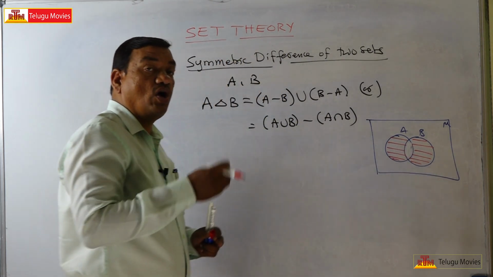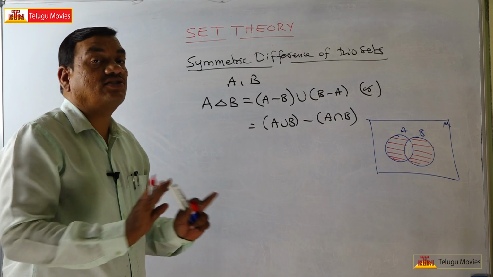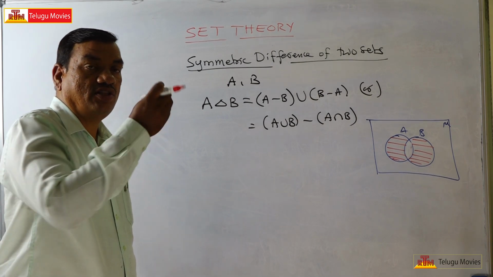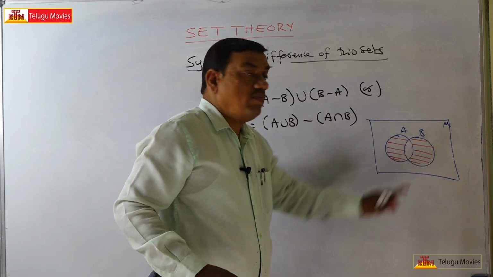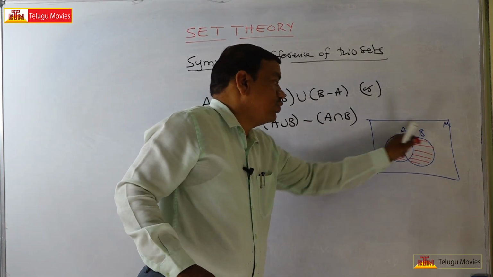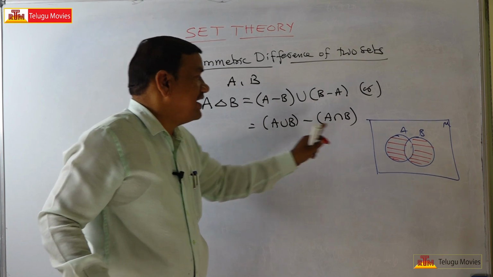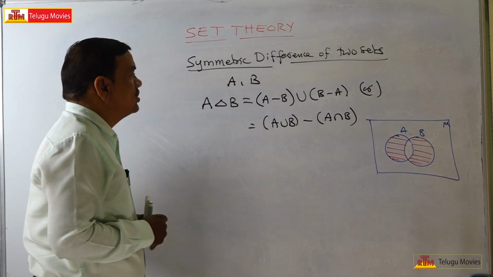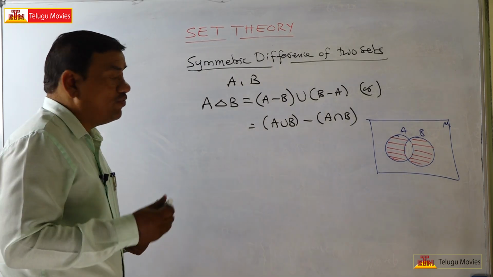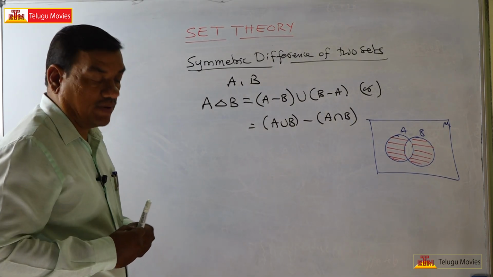The elements which belong to both A and B are not required. So, either it should belong to A or it should belong to B. Either A minus B or B minus A. Otherwise, A union B minus A intersection B. So, this is the symmetric difference of two sets. Here we have some very, very important properties.